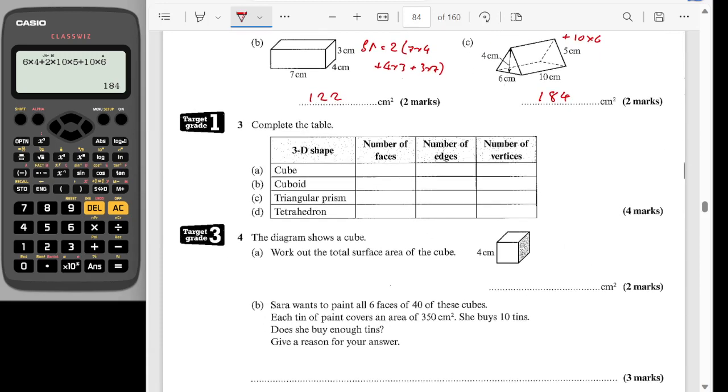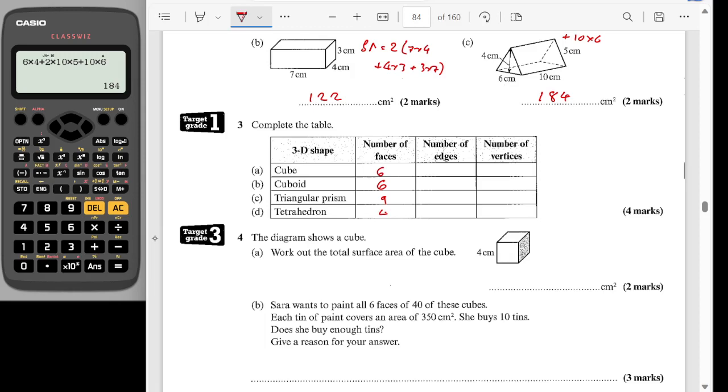Okay, question 3. Complete the table. Number of faces, number of edges, number of vertices. Number of faces is the easiest one to do. Each of these are faces. So a cube's got 6 faces, and so does a cuboid. A triangular prism we've got here, so we've got 1, 2, 3, 4, 5, 6, 7, 8, 9. And then a tetrahedron, it would be kind of a triangular base pyramid. So that would have 4 faces.